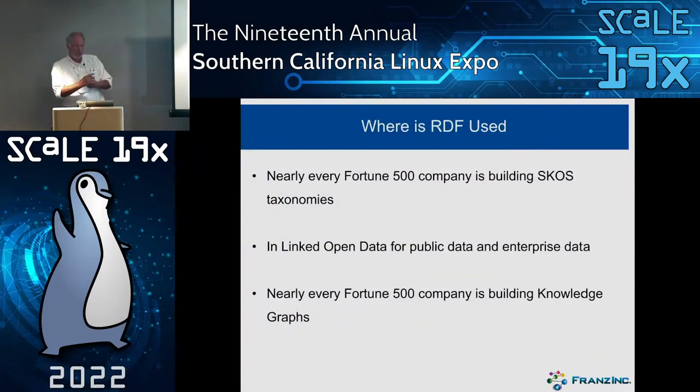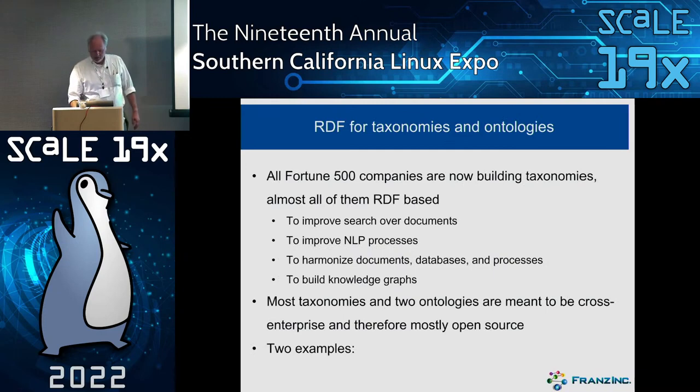So now where do people use RDF? Well, the first place is nearly every Fortune 500 company is now building SKOS taxonomies, and I'll go into detail a little bit later. It's used for the link to open data that I promised to talk about. It's both for public data and for enterprise data, and so I'll talk about it some more. And then nearly every Fortune 500 company is right now building knowledge graphs. So in your companies people are building knowledge graphs? Not? Okay, so another fresh area to talk about. Good, so let's talk about RDF taxonomies and ontologies.